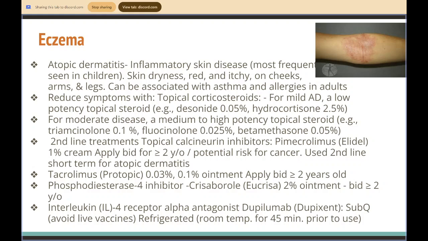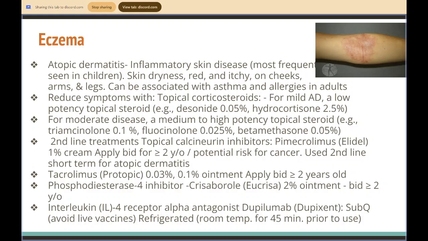We reduce the symptoms with topical corticosteroids, depending on mild, moderate, or severe. Mild, we're going to do a low potency, so desonide 0.05% or hydrocortisone 2.5%. For moderate disease, we'll do triamcinolone 0.1%, fluocinolone, or betamethasone. Second line treatments are going to be the topical calcineurin inhibitors, so Elidel, 1% cream, applied twice a day for 2 years or older.